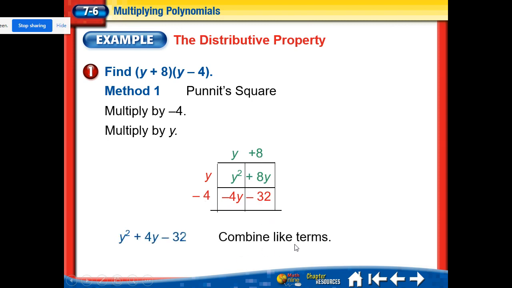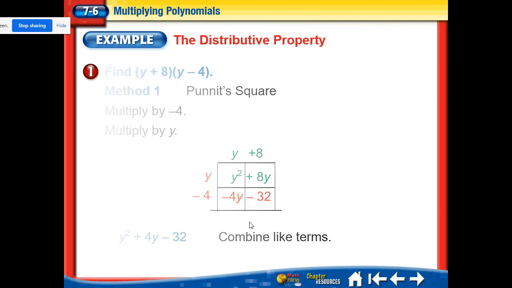Once we've done that, all we're going to do is combine like terms. The like terms will tend to be on a diagonal here. So the 8y and the negative 4y makes a positive 4y. So the y squared goes first because it's descending order, then the 4y, and then the negative 32. So that is one way of doing it, just using the Punnett squares. It's the way that I tend to do it when I'm doing them, but you can do it either way.